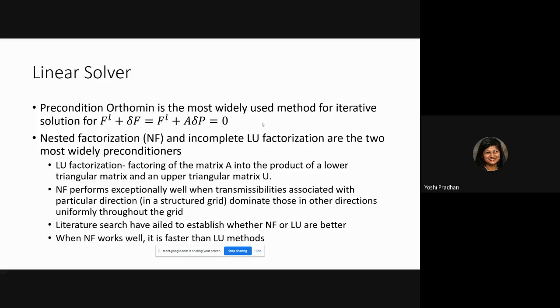Nested factorization performs exceptionally well when transmissibility associated with a particular direction in the structured grid dominates those in other directions uniformly throughout the grid. The literature search has failed to establish whether nested factorization or LU factorization is better. But when nested factorization works well, it is faster than the LU methods.